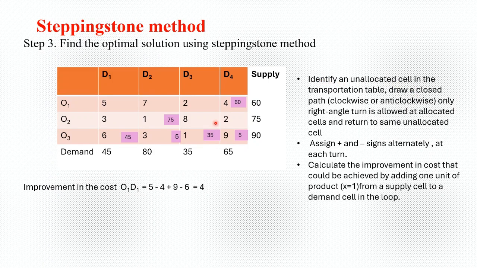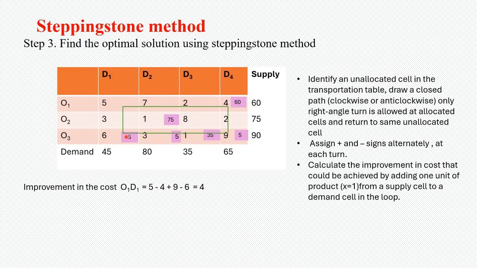Draw a closed path, clockwise or anticlockwise. Only right angle turns are allowed at allocated cells, and return to the same unallocated cell. So here this is the path. It turns here, then here, and finally reaches the starting cell. Assign plus and minus signs alternately at each turn.